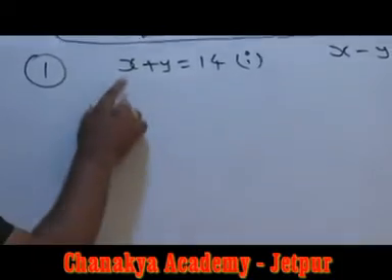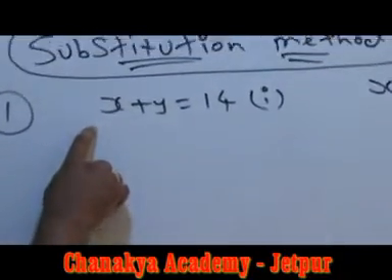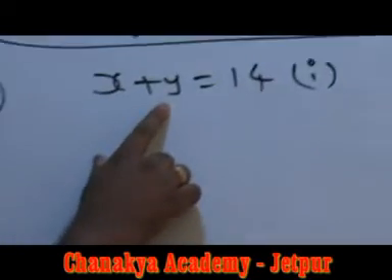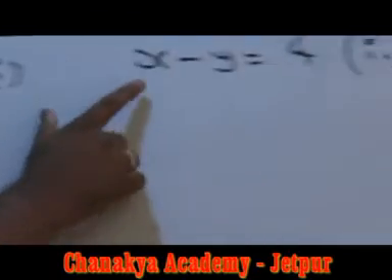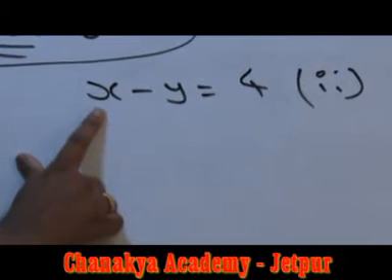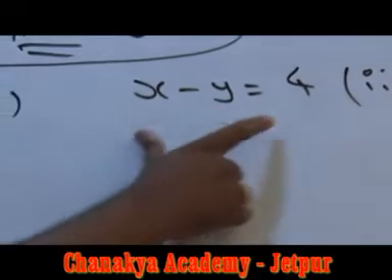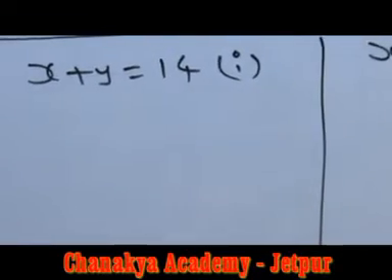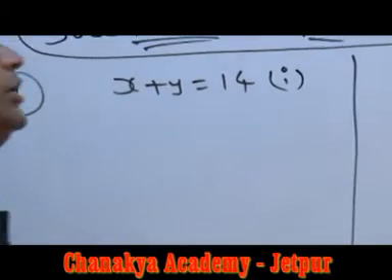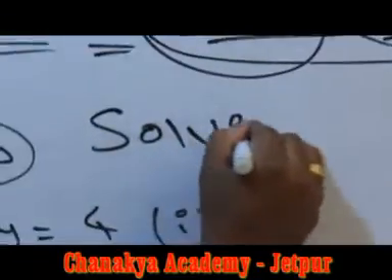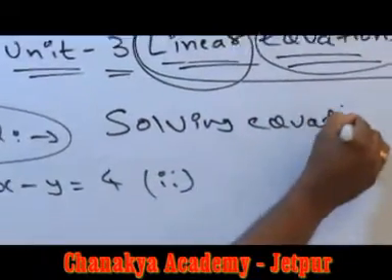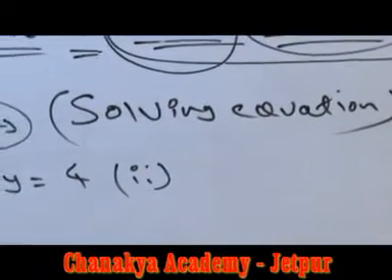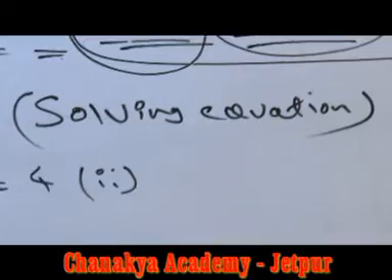Students, for understanding, here the coefficient of x is 1. Where there is no value, we can consider it as 1. Here the coefficient of y is 1, 14 is the constant. In equation number 2 also, coefficient of x is 1, coefficient of y is minus 1, 4 is the constant. Okay students, now in the first step, in order to solve this equation using the substitution method, we are solving the equation. Solving equation means to find the values of x and y. Students, in the exam the question will be asked to solve the equation.